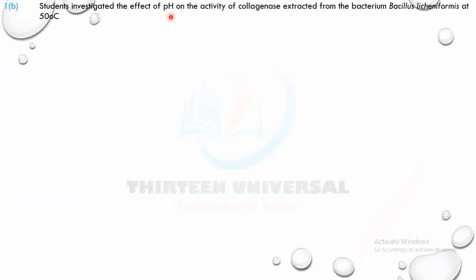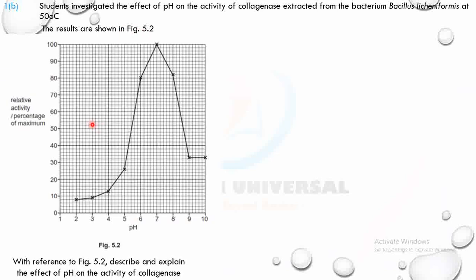Students investigated the effect of pH on the activity of collagenase extracted from the bacterium Bacillus lentiformis, at this temperature. The results are shown in Fig 5.2. So this is the result. This is the effect of pH on the relative activity, or percentage of maximum activity. With reference to Fig 5.2, describe and explain the effect of pH on the activity of collagenase.